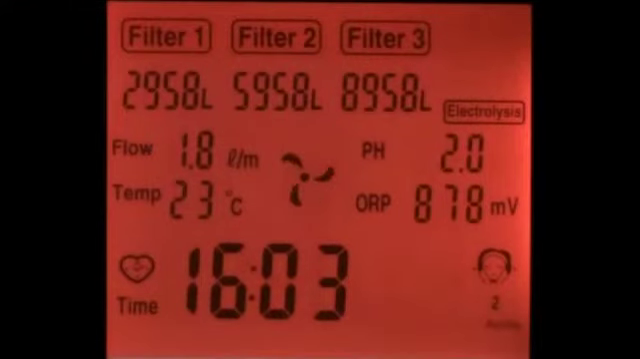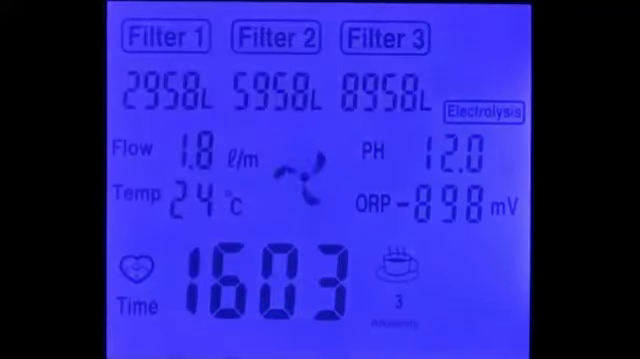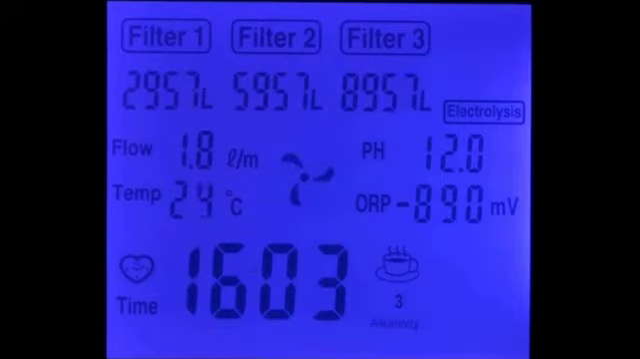Obviously at pH 2.0, and ORP reading a positive 874, this water would be very corrosive. If you put that on top of metal, it will make it rust much faster. Whereas if you're utilizing the 12.0 water, it would actually protect the metal from rusting. That is the phenomenal part about this particular machine.